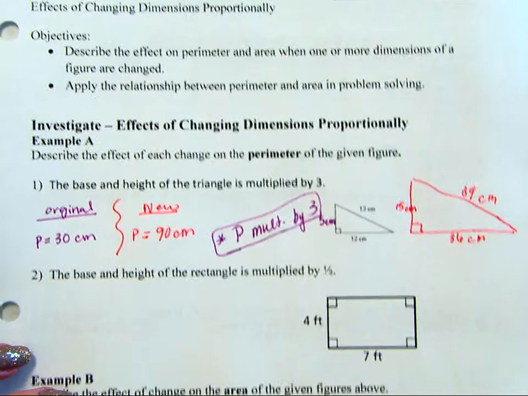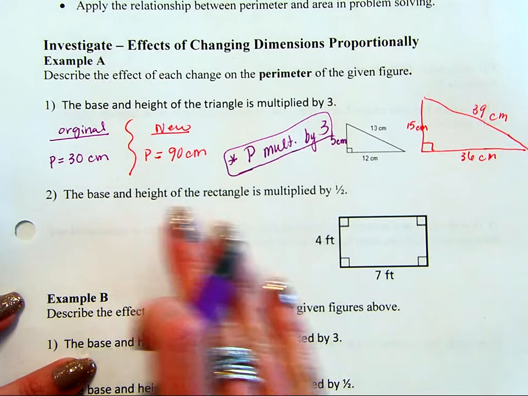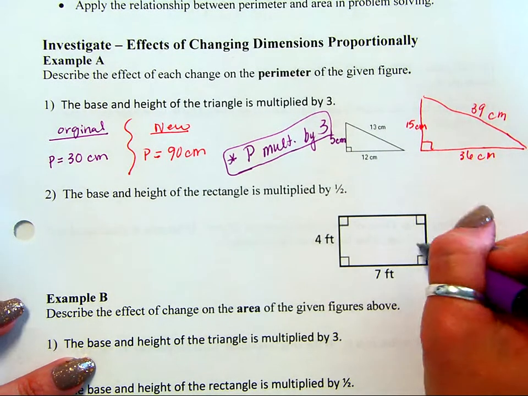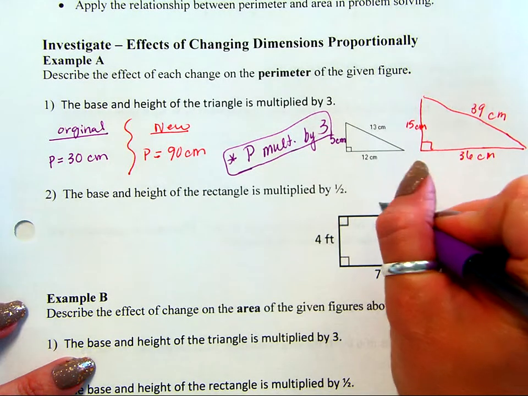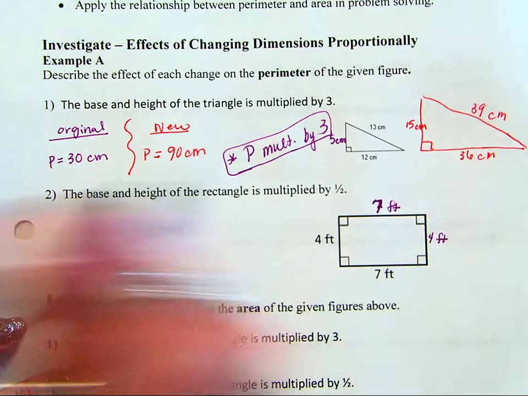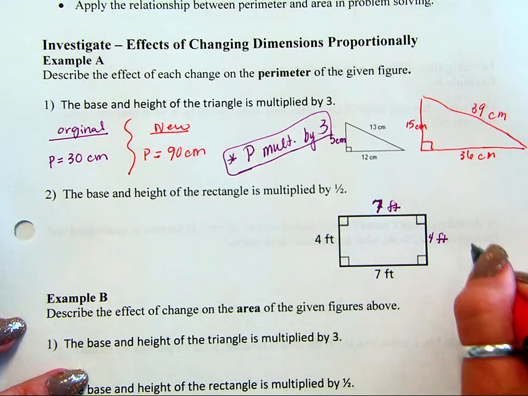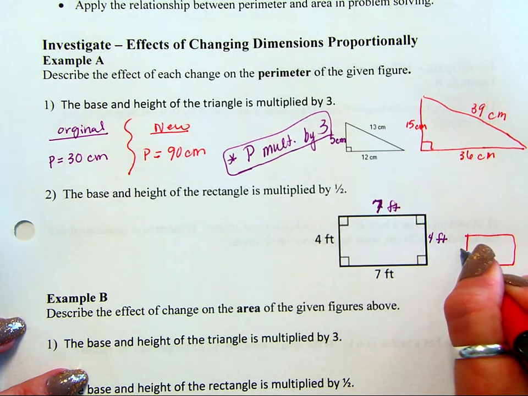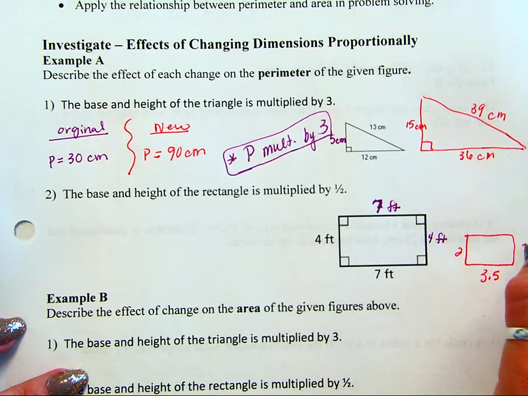Okay, let's take a look at a rectangle. It says the base and height of your rectangle is multiplied by half. Okay, well my rectangle is 4 by 7, I know that opposite sides are the same, top and bottom are the same. If they were to multiply the base and height by half, it would get smaller, right? Multiplying by half means divided by 2. Well, 4 times half is 2. 7 times half is 3.5.